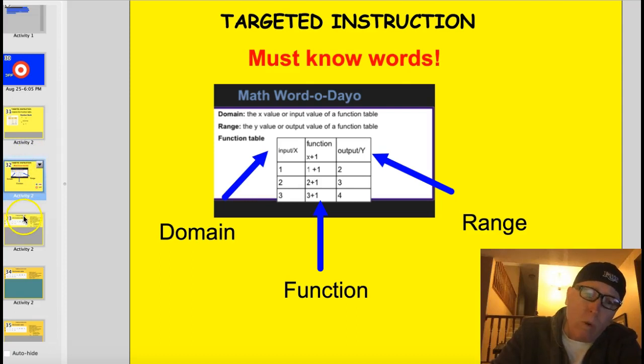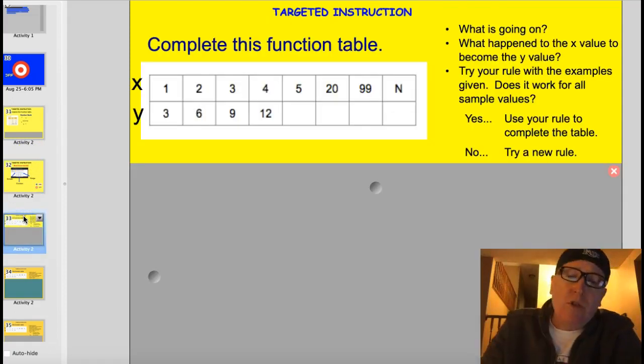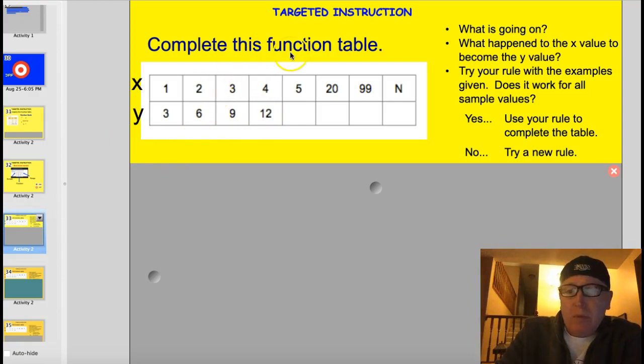Let's take a look at one more example together, and then I'll have you try a couple pause problems on your own. Complete this function table. Well, you look at it, and let's pretend we have no idea what's going on. So we just think about, what does it look like is going on? We'll go from 1 to 3. It could be 1 plus 3, or 1 plus 2 to get to 3. Yeah, that works for this one, but take a look at the next one. 2 plus 3 is not 6.